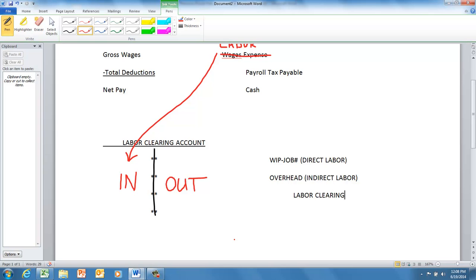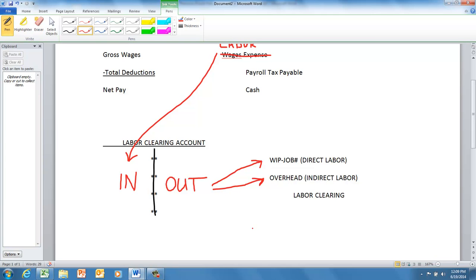However, once we have it in the labor account, now we have to take it out of there and say, okay, well, this part is direct labor and it goes to work in process, and this other part is indirect labor and it goes to overhead. And so I'm going to do this journal entry. I'm going to debit work in process and each separate job number for anything that's direct labor. And I'm going to debit overhead for the total of the indirect labor.